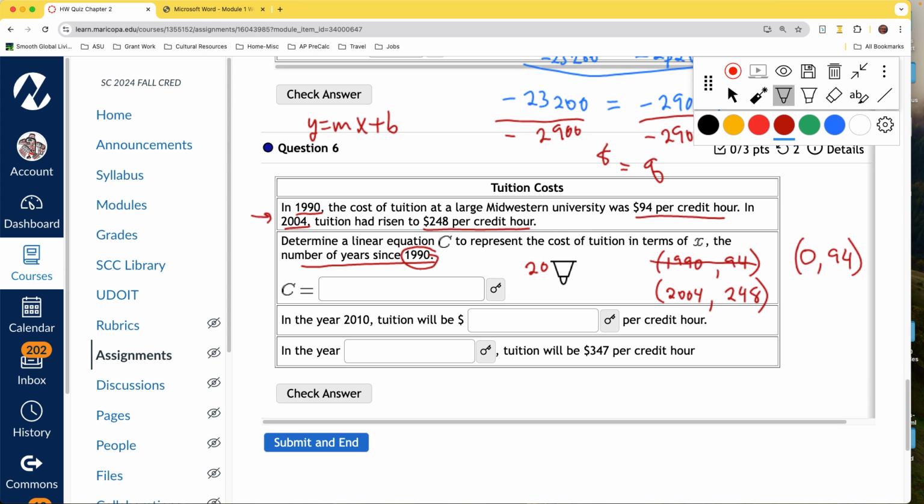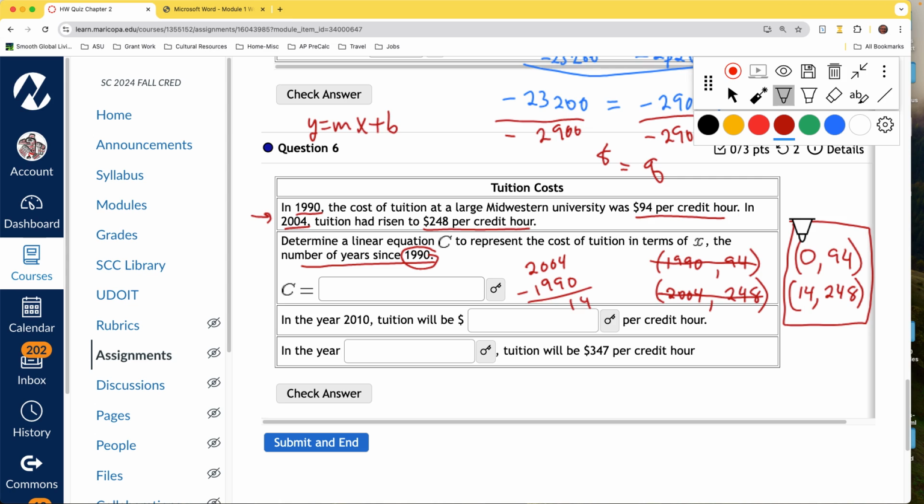What's the year 2004? Well, 2004 minus 1990 is 14, right? 10 plus 4, so that's 14 years. So the other point I'm going to look at is year 14, it was 248. And so then I'm not going to use this. These are the values I'm going to use.